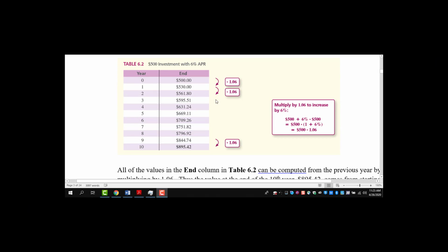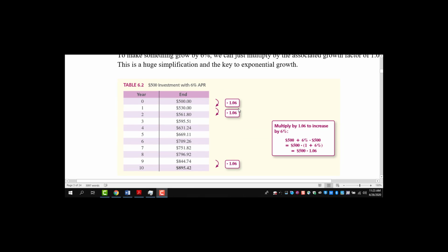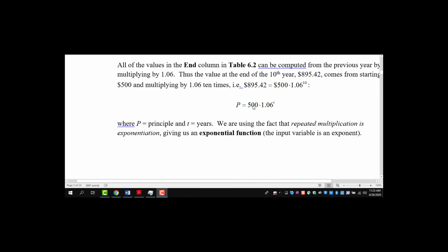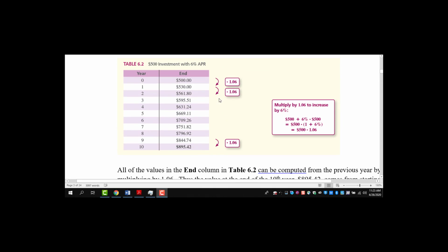Okay, so I'm on page 225, and this is a review of AB to the X, which is right here. So we're going to take $500 and initially put it in the bank and increase it every year by 6%.